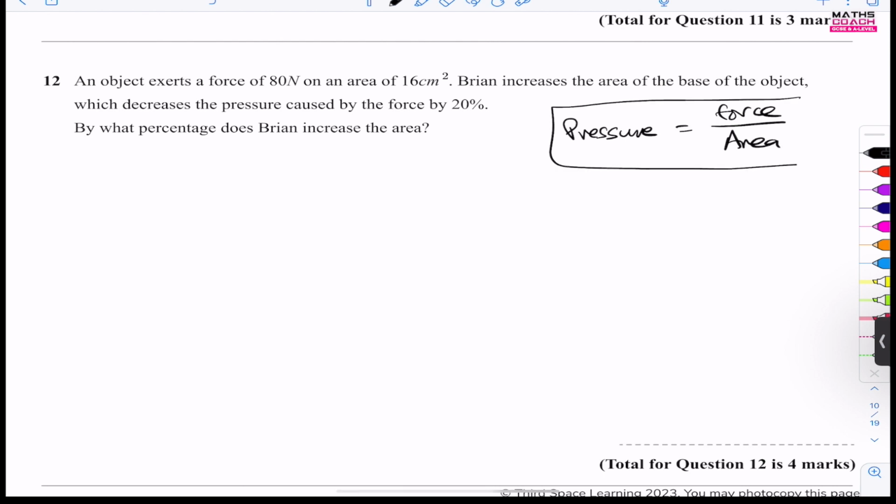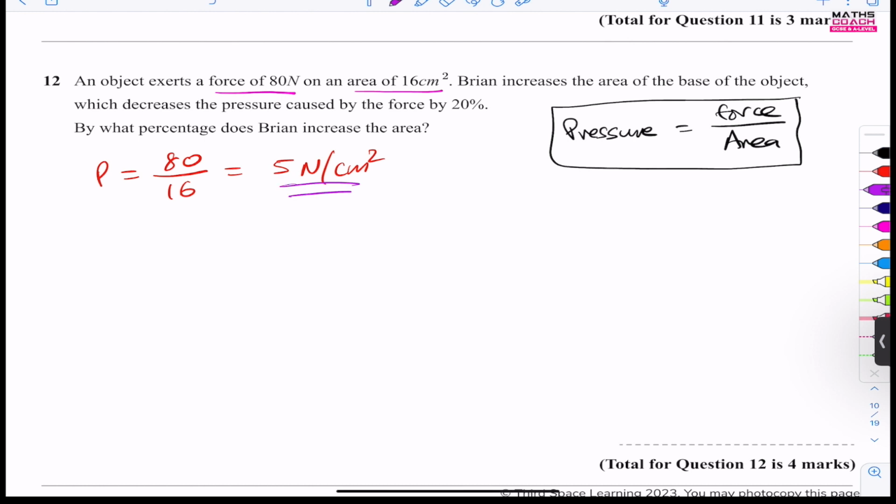Okay, this is the formula for pressure. So if we work out the current pressure that we have right now, we've got a force of 80 newtons on an area of 16. So currently we have the pressure as 80 divided by 16, and that gives us 5 newtons per centimeter squared. So this is the current pressure. Okay. Now, if Brian increases the area of the base of the object, and that goes on to decrease the pressure caused by the force by 20%.